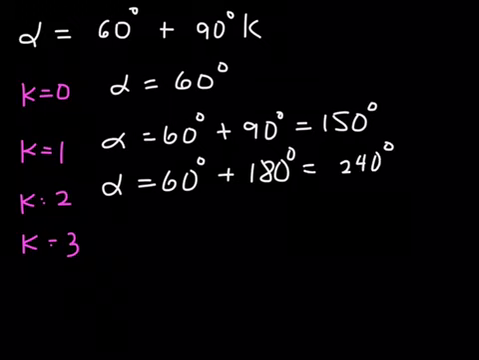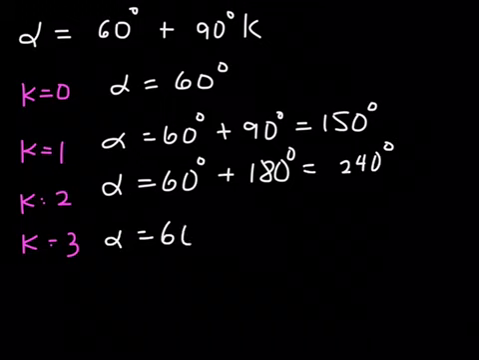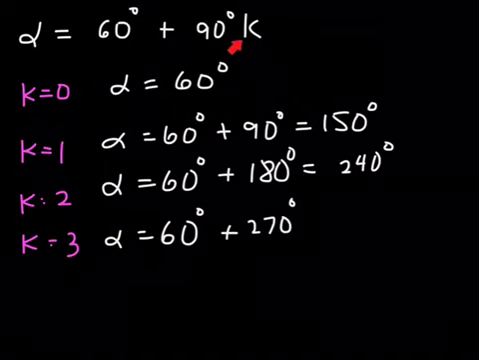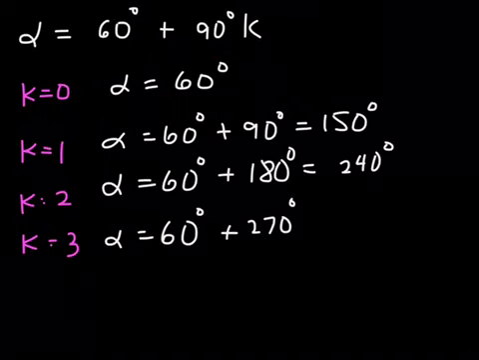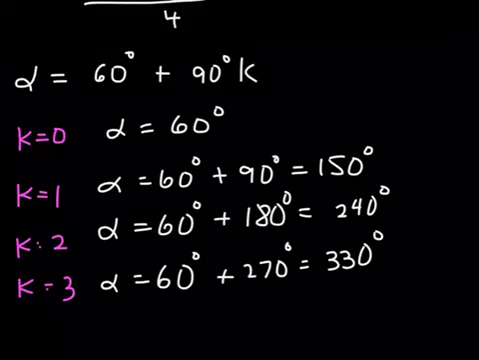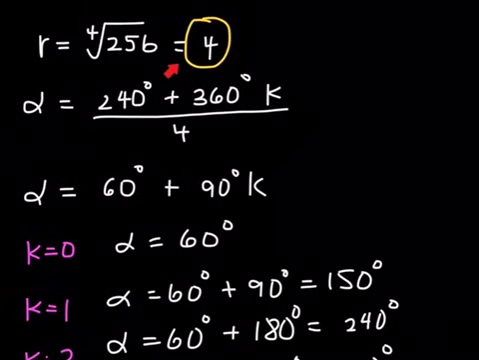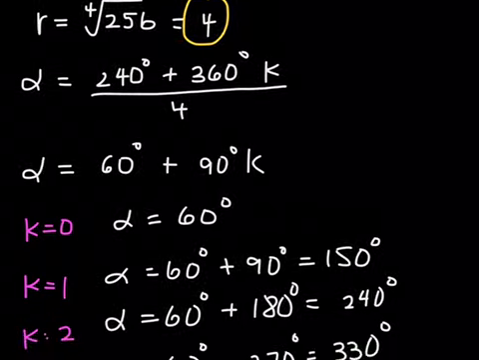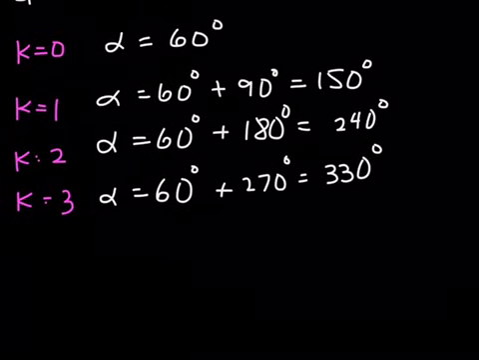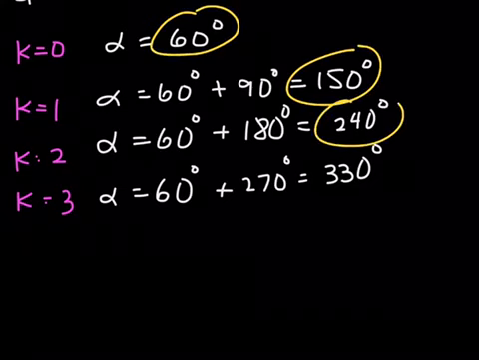Finally, when k is 3, alpha is 60 degrees plus 270 degrees. I got 270 degrees because I let k be 3. 90 degrees times 3 is 270 degrees. And this gives us 330 degrees. We're ready to write down all of our fourth roots. Don't forget, the modulus or the absolute value of our fourth roots is 4, and each of these alphas are our arguments. So you got 60 degrees, 150, 240, and 330.